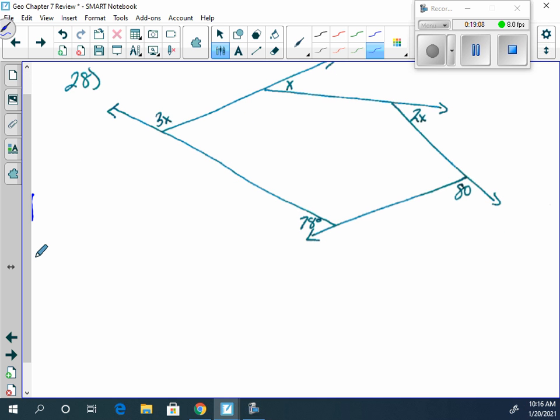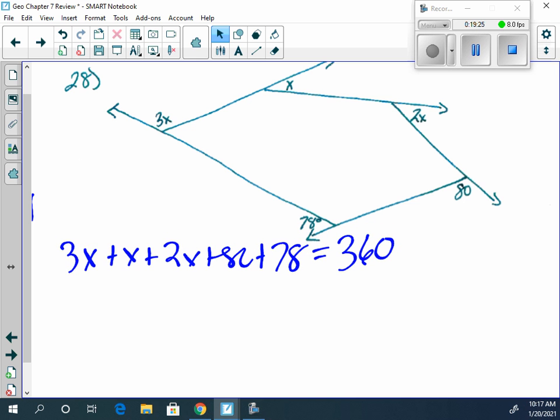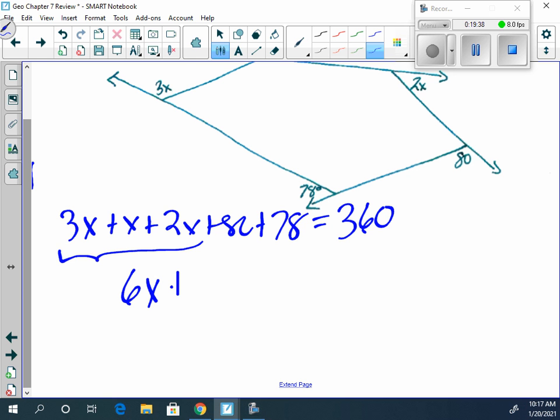This one here is not as bad as the other one because, again, the sum of the exterior angles is 360. So we can say 3x plus 2x plus 80 plus 78 is 360. Sum of the exterior angles is 360. Well, now that we have this set up, we can combine like terms. So 3x plus 2x plus x is 6x. 80 plus 78 is 158.